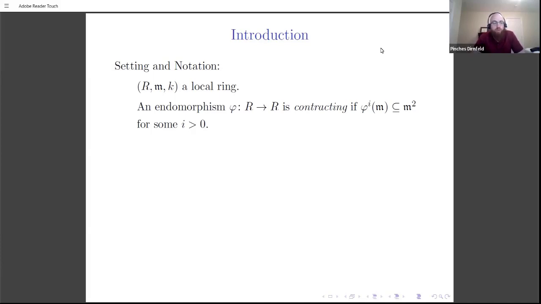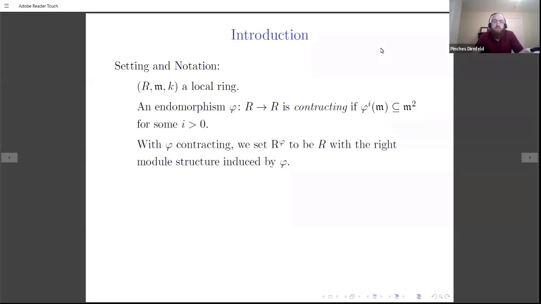Those are called contracting endomorphisms, and those were defined by Avramov, Iyengar, and Miller, I believe. An endomorphism phi is said to be contracting if phi to the power of i takes m into m squared for some i larger than 0. And of course, for the Frobenius, when i is equal to 1, you already have phi takes m into m squared.